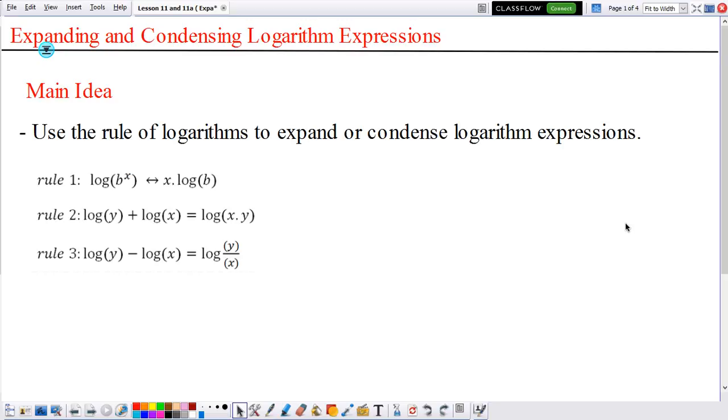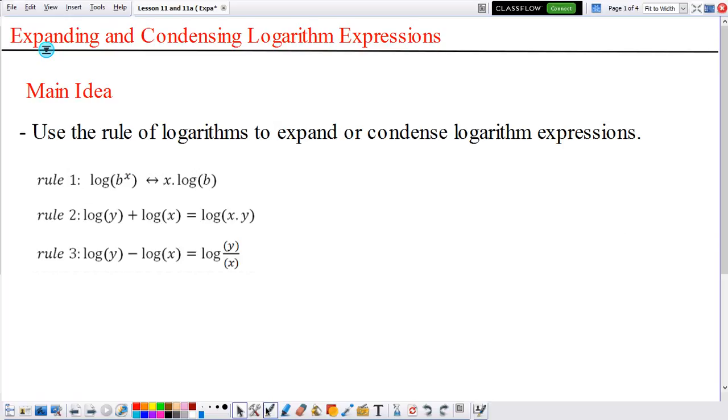Today, we will still be looking at how to expand or condense logarithm expressions. Now, we will use the same rules as we were using in the previous video. It's going to be pretty much the same skill, but now we're going to be looking at more challenging questions. So just a small review here.